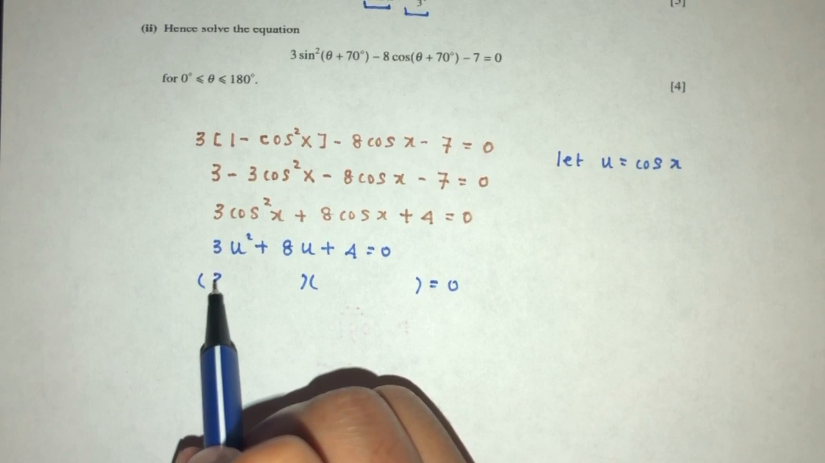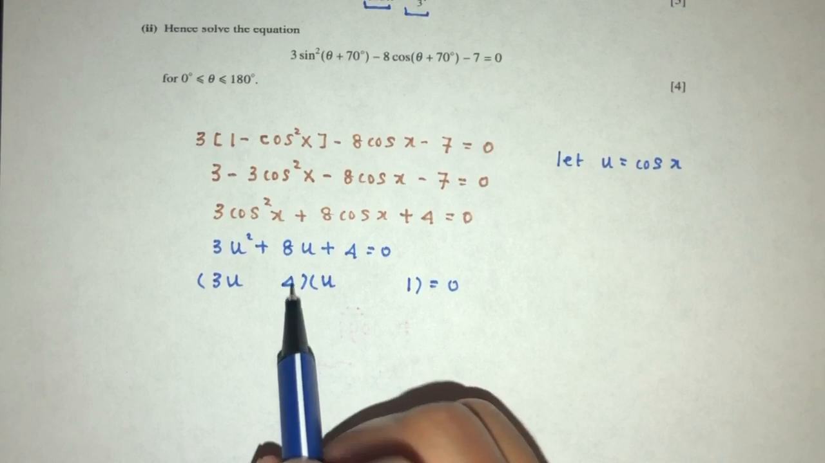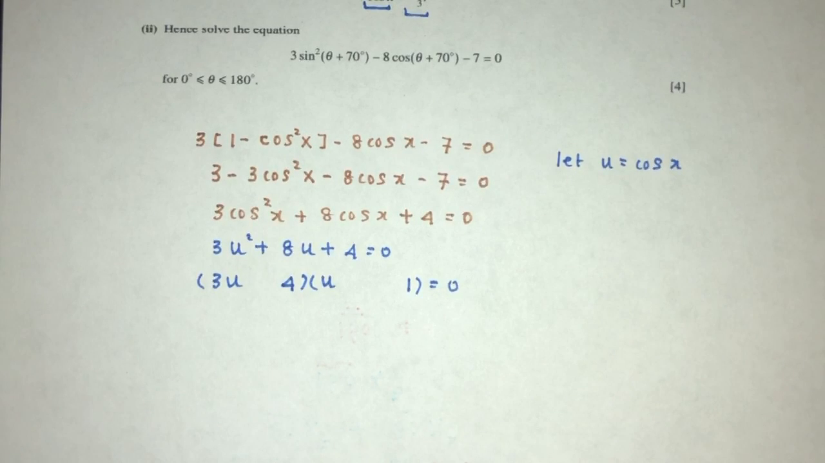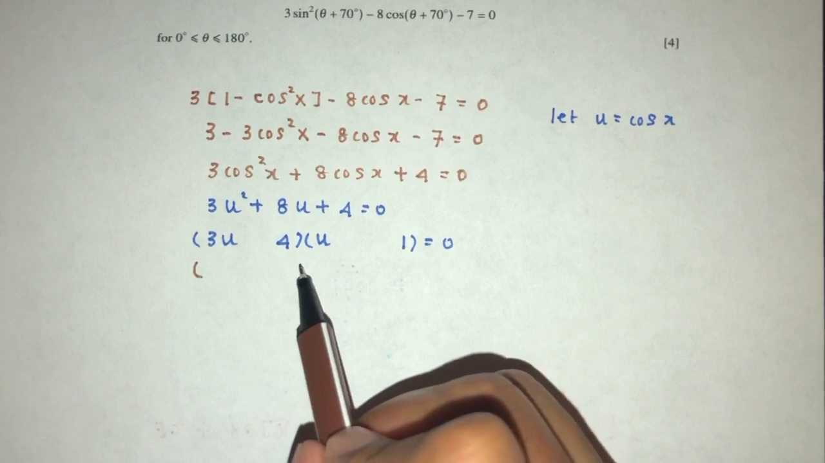So 3u squared is 3u times u. 4 is 1 times 4. So in this case, we can see what is possible. Here we need the value of plus 8. Let's see if that's possible or not. So plus 8, no, it's not possible. So we can try something else.